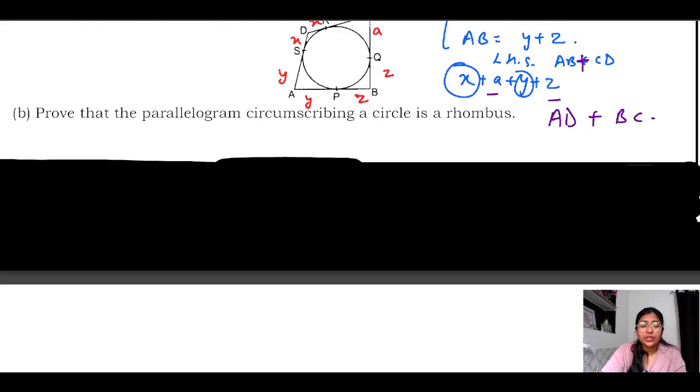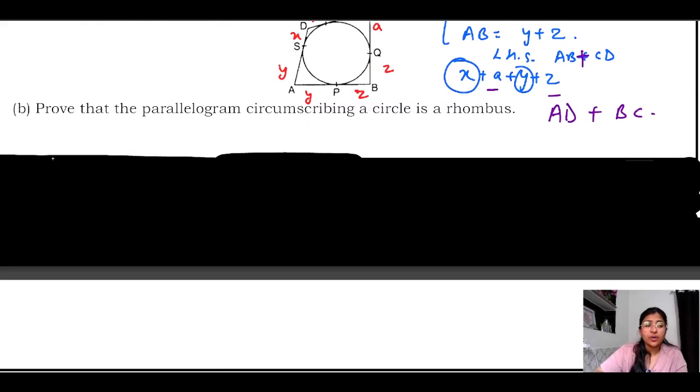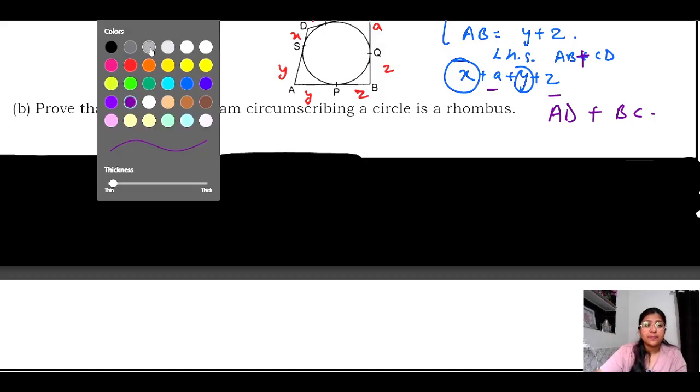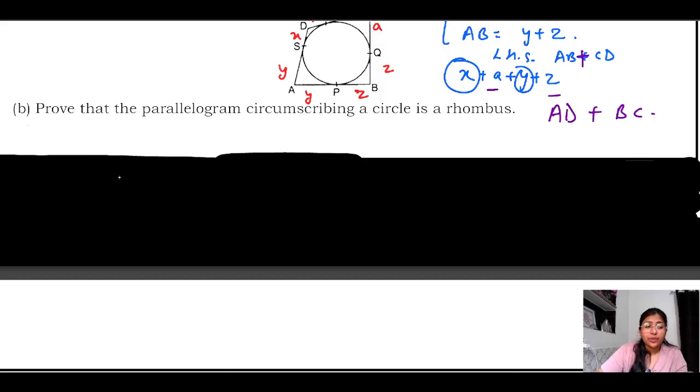Now see the next question, the next part of question number 17. Prove that the parallelogram. There is a parallelogram.